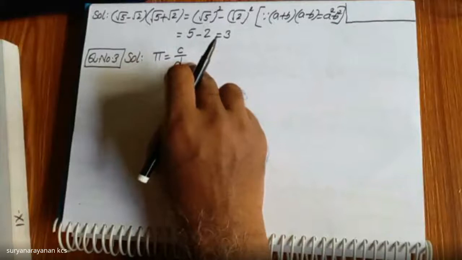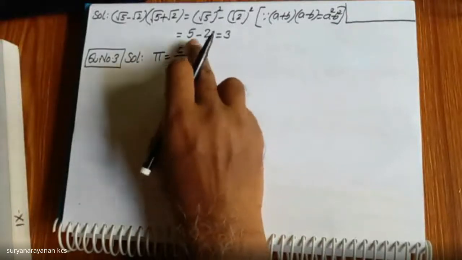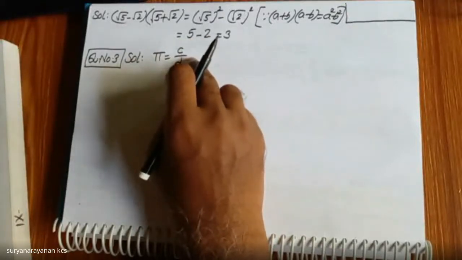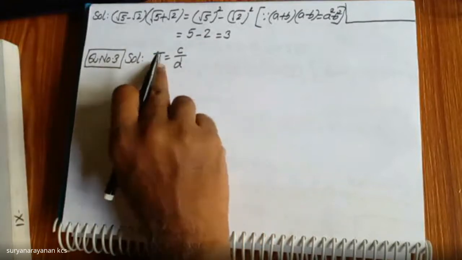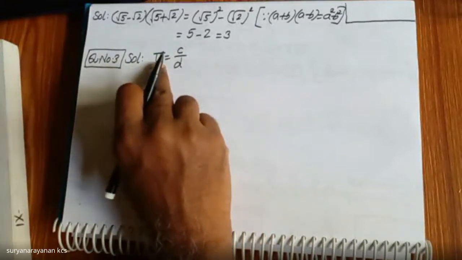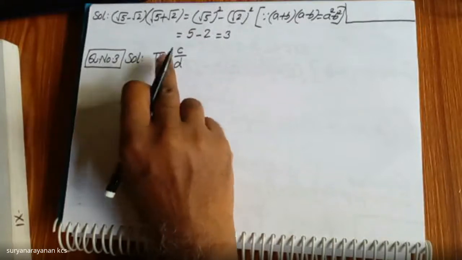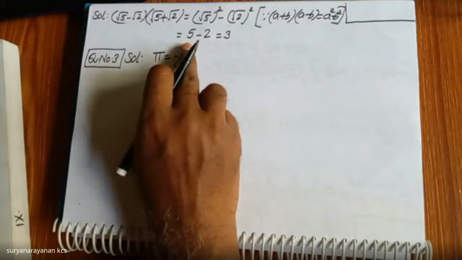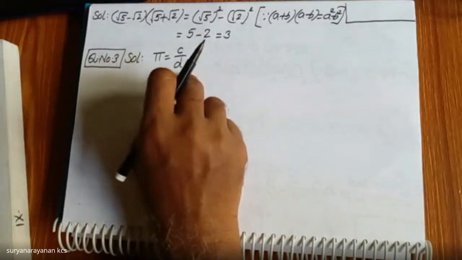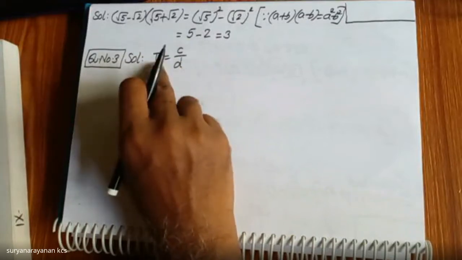Sir, integer. No, P by Q. Sir, rational number. Yes, it looks like a rational number. Then a doubt arises in your mind: why is pi taken as an irrational number? Because it is expressed in the form of P by Q, why is it treated as an irrational number?